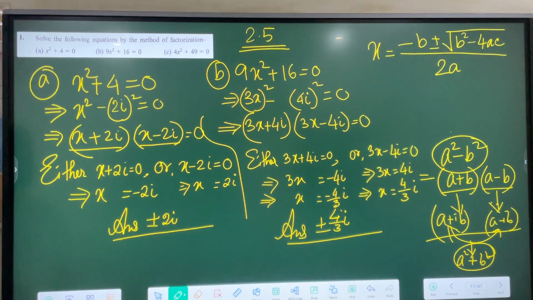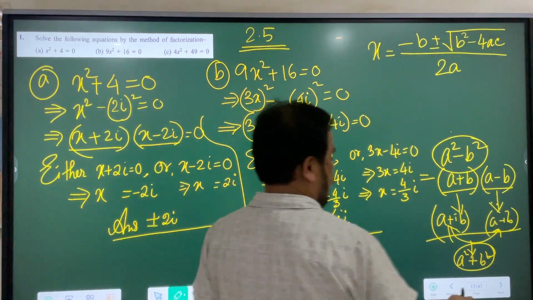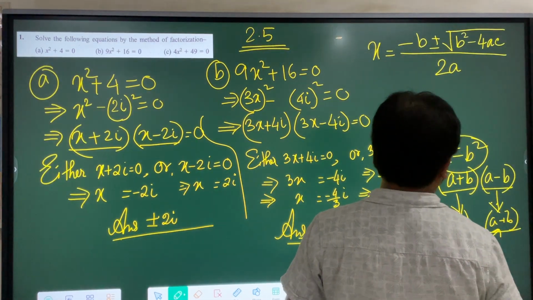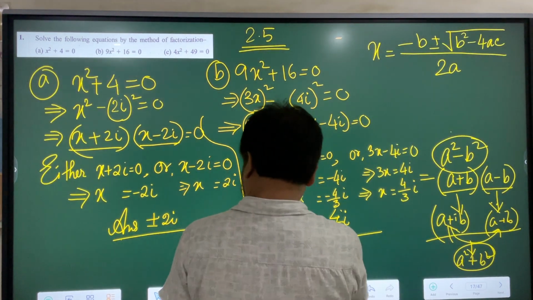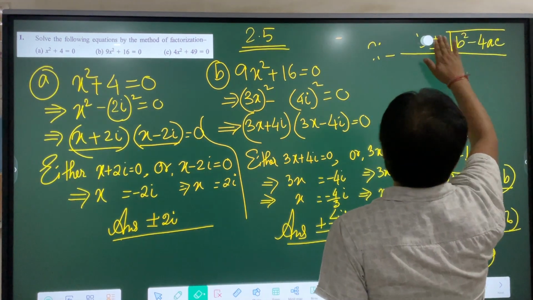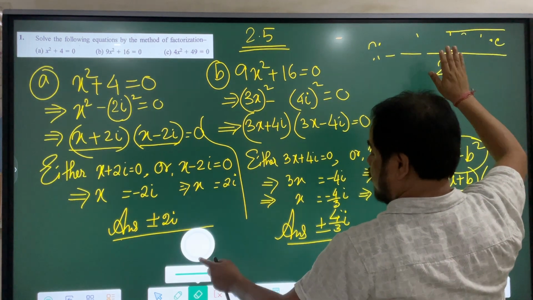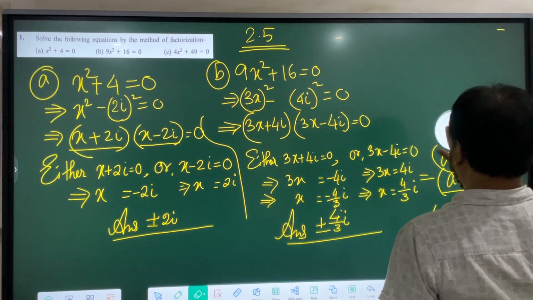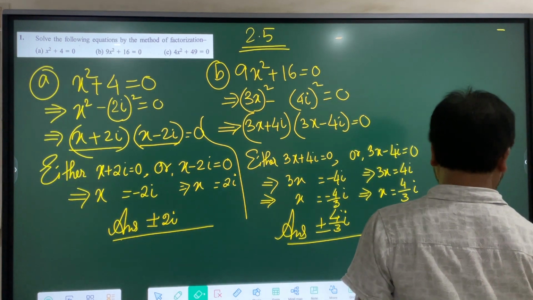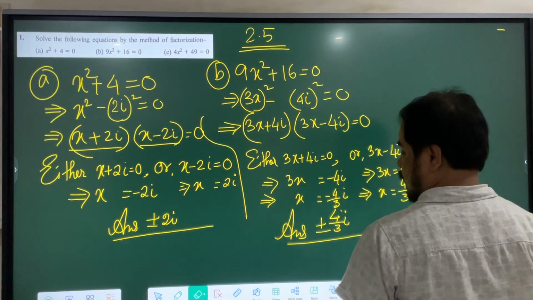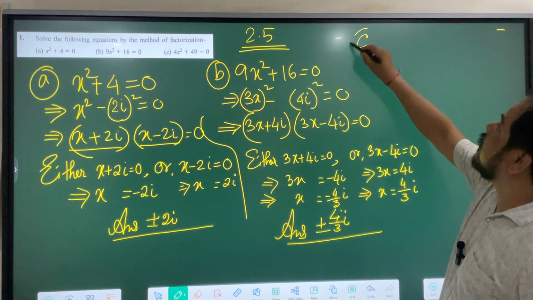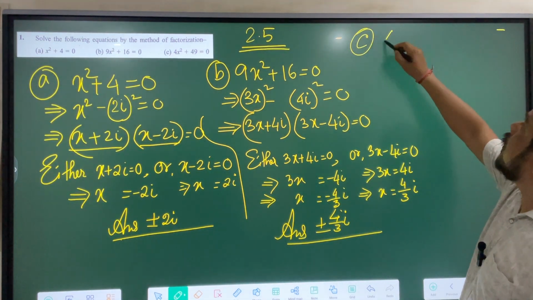So A and B are finished. C now. For C there is no space, so we have to do it here only. Number C. This is also the same process.